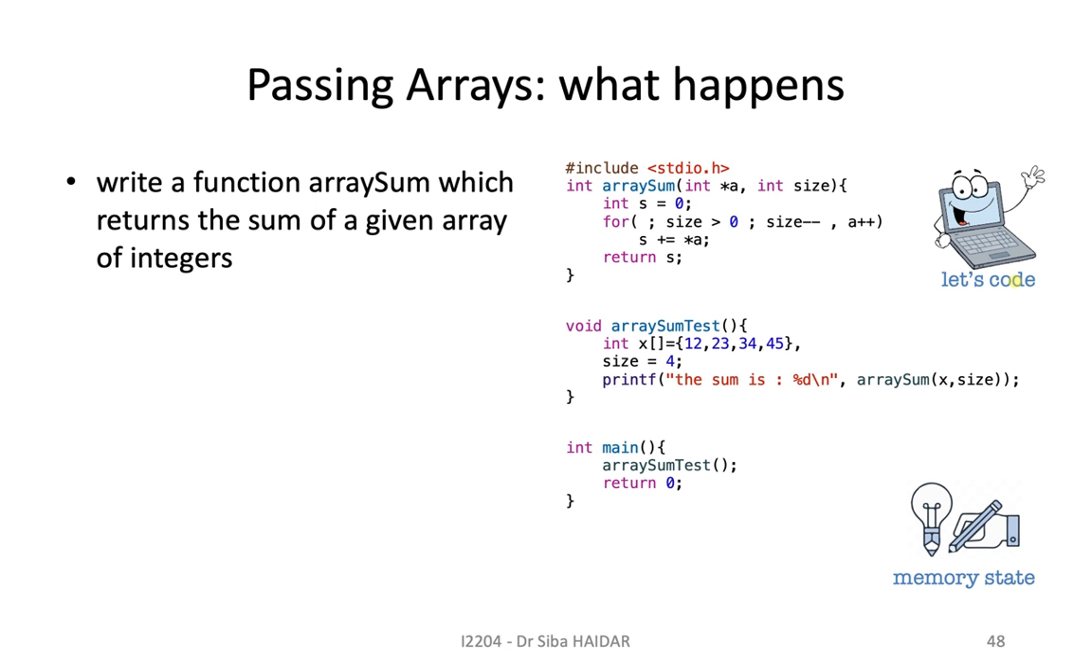So this is our solution, and we have visualized the memory state of this solution, and now we can better understand how arrays are represented in memory and why they are passed as addresses and not as whole arrays.